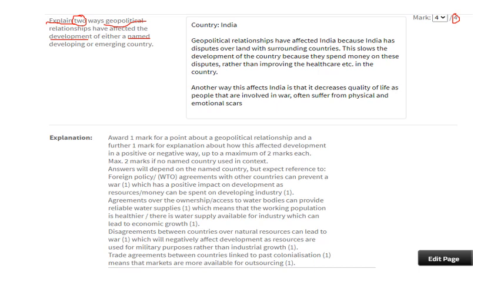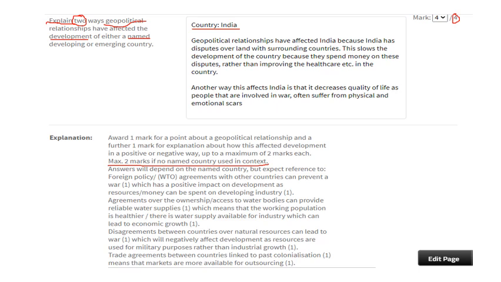But look at what you've got to do. A named country. If it says a named country, then this is brilliant because the person here has said country, India. If they hadn't done this and not mentioned the word India in their answer, they would have only got 2 marks if no named country is used. Okay, so it's important that you follow all of the instructions carefully.